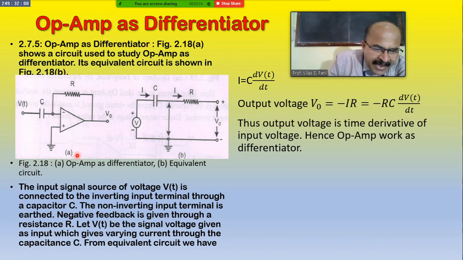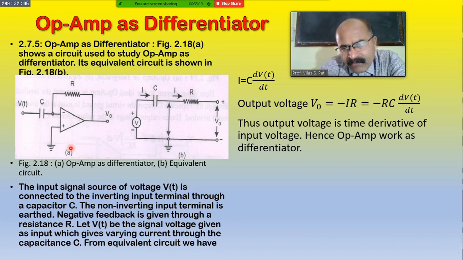This diagram A is the that is design by which operational amplifier 741 can be used as a differentiator or the derivative. It is used to perform the derivative. This is the VT, that is the voltage at a time T is the VT, that is V input here.